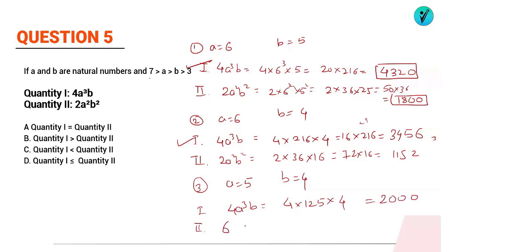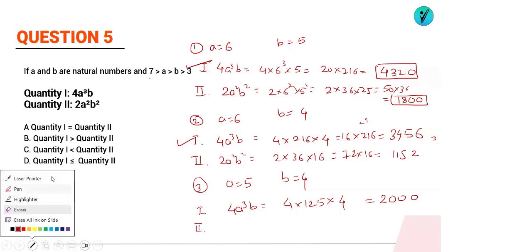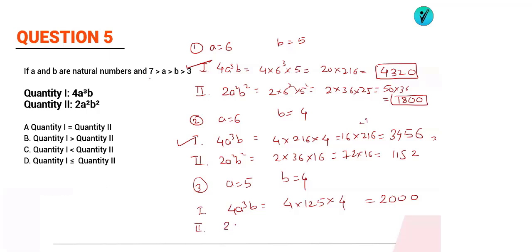And if we find out for 2A square B square, that means 2 into A square, which is 25, and B square, which is 16. So 2 fives are 50. 50 into 16 will be what? 16 fives are 80, so it will be 800. So here also quantity 1 is greater. That means we can say that 1 is greater than 2.